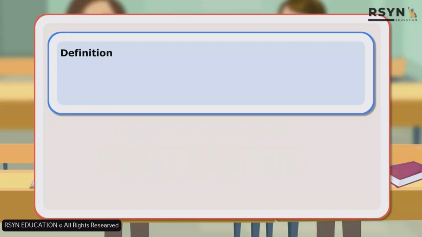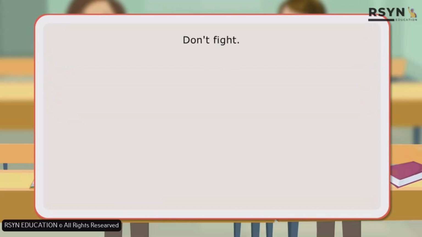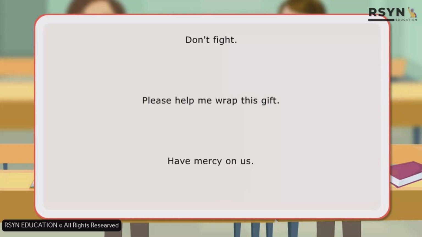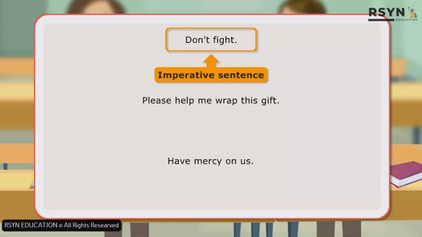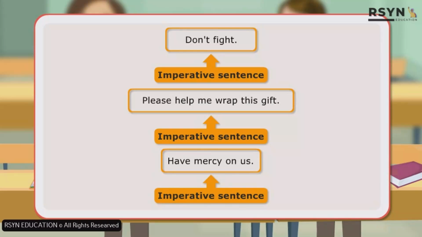Definition: a sentence that issues a command or makes a request or an entreaty is called an imperative sentence. Let us look at a few imperative sentences. Don't fight. Please help me wrap this gift. Have mercy on us. The first sentence is imperative because it issues a command. The second sentence makes a request and so is imperative. The last sentence is an entreaty and so an imperative sentence.